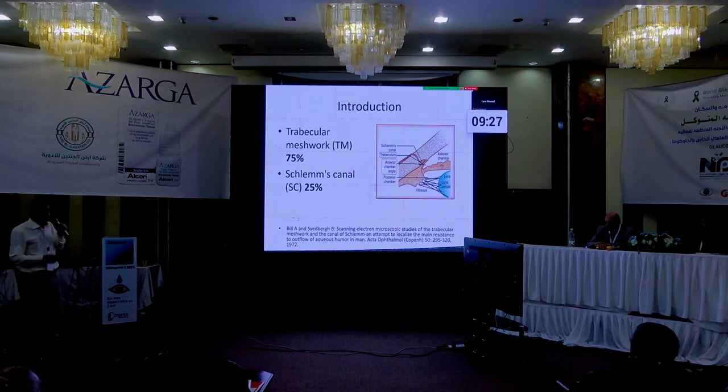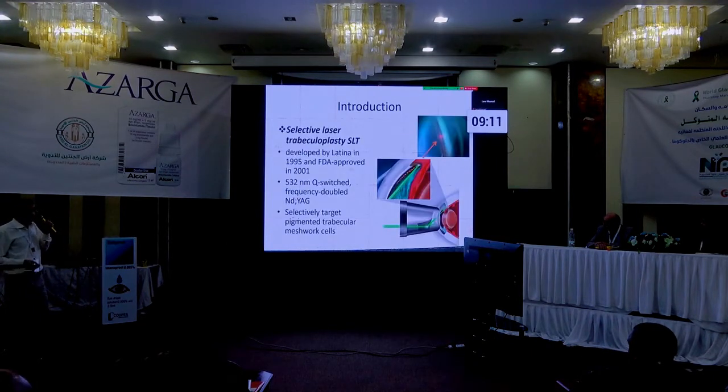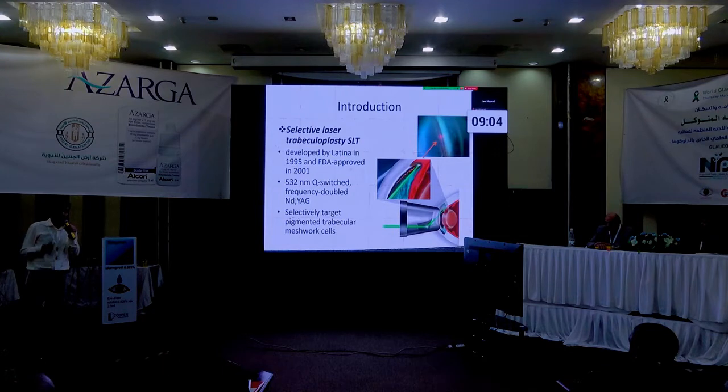It is well known that in open angle glaucoma, most of the resistance to the aqueous humor outflow is located in the trabecular meshwork, and we can find some resistance in Schlemm's canal. So selective laser trabeculoplasty selectively targets pigmented trabecular meshwork cells, where the resistance is greatest in open angle glaucoma. It uses a Q-switched frequency-doubled YAG laser.